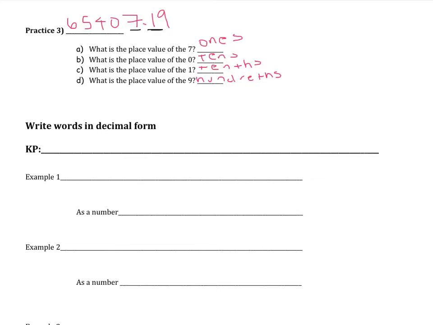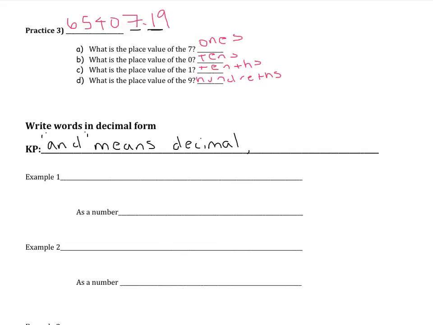Okay, the next thing we want to talk about is how do you go from words? If I gave you something written out in words, a number written out in words, how would you transform that into a number? And we're going to write one quick key point before we talk about that, and that is two things. The word and means decimal. The word and means decimal.